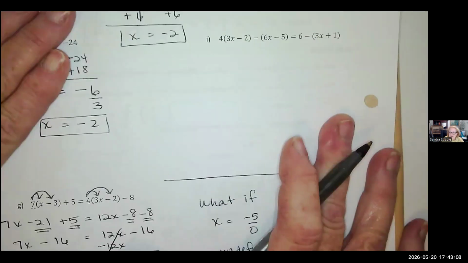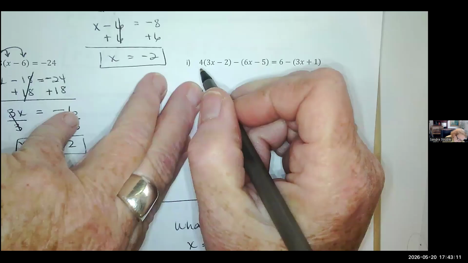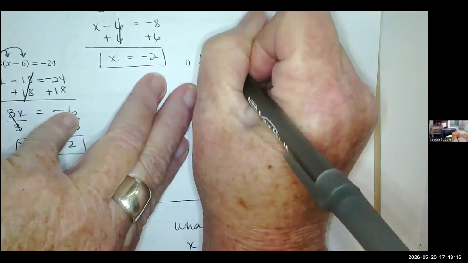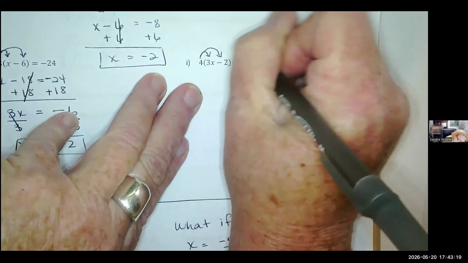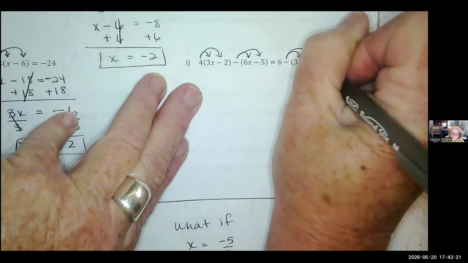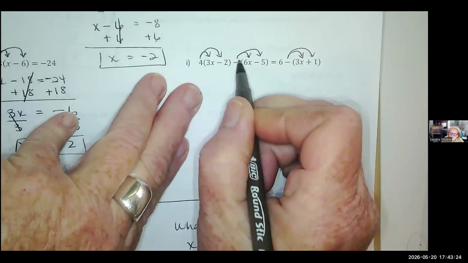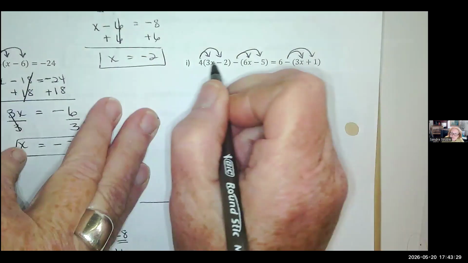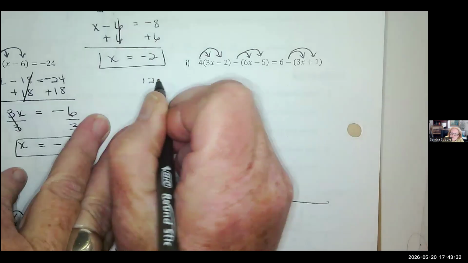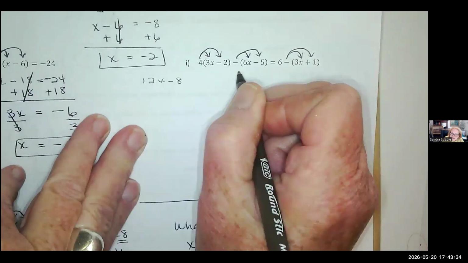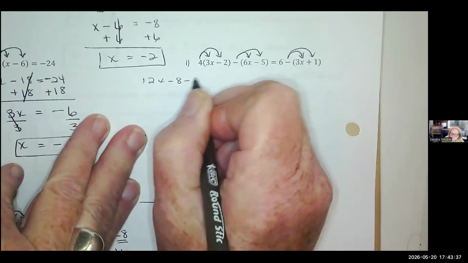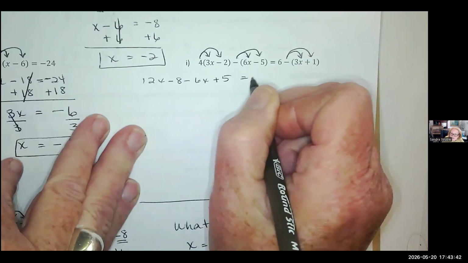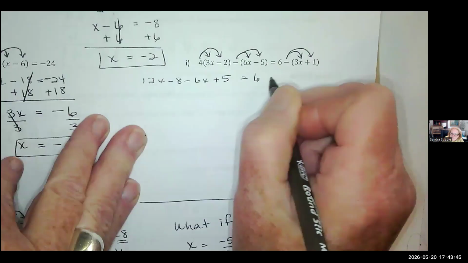All right. Looks like some distribution here. Nothing's constants all the way. All right. So distributing this negative and distributing this negative. Remember, if there's no number out here, it's always an assumed 1. Put the 1 there if you need it. It's not going to hurt my feelings. 4 times 3x is 12x. 4 times -2 is -8. Negative times a positive is a -6x. Negative times a negative is a +5. 6, negative times a positive is a -3x, and a negative times a positive is a -1.